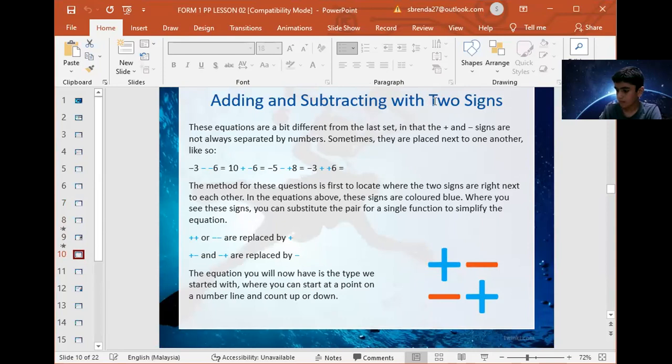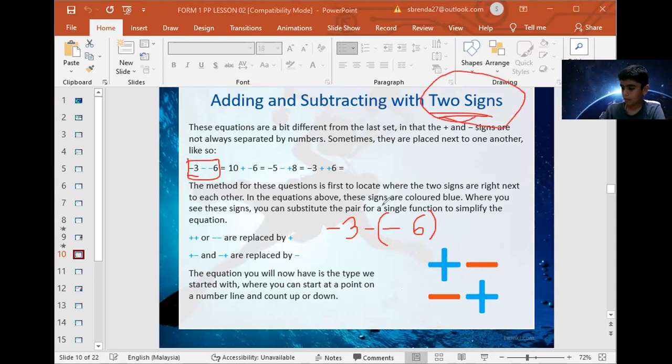Now, what if there were two signs? Now, remember, even in addition and subtraction, sometimes there are two signs. What do they mean by two signs, guys? Now, you look here. For example, -3 minus -6. That's the question. But usually when they write it for you, they won't put it like that. What they will do is they'll put a little bracket here. Do you understand? That's how you will see your questions. -3 minus (-6). Now, this is called questions with two signs, double signs. Can you see that?